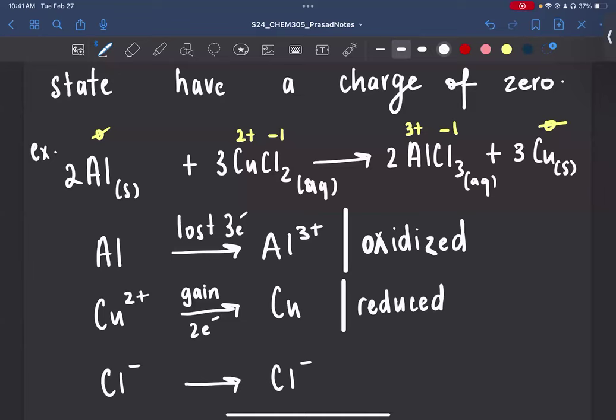Again, the same conclusion is met. The charge decreases. It goes from 2 to 0. That's one way to look at it. The other way is to know that it gained electrons. It is reduced.